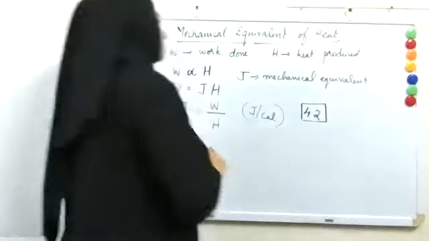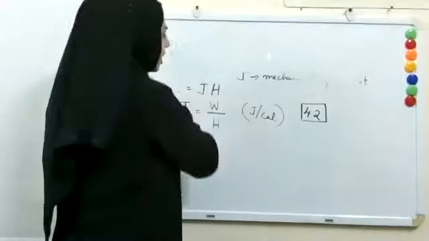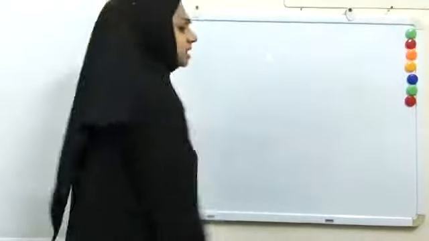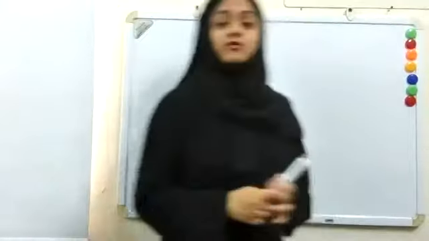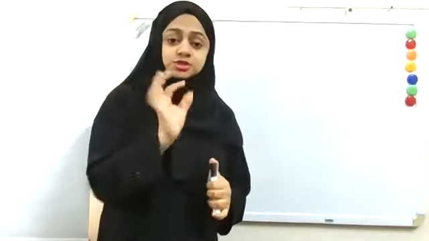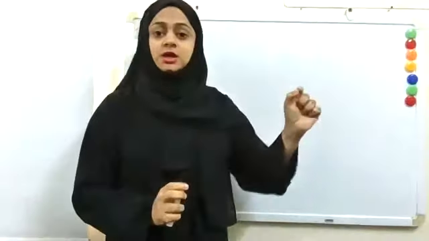Now, how can we define or how can we completely state the position of an object in space? How will we state the position of an object in space? How will we tell it? How many coordinates are required?